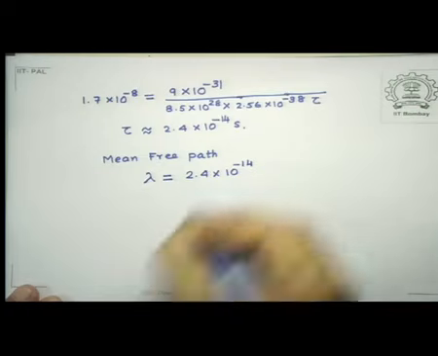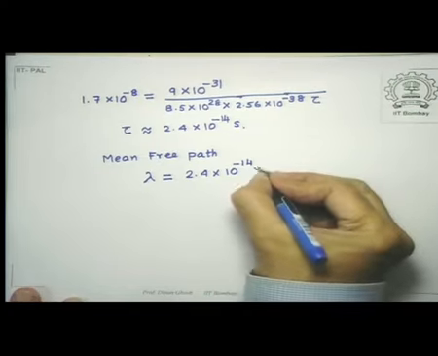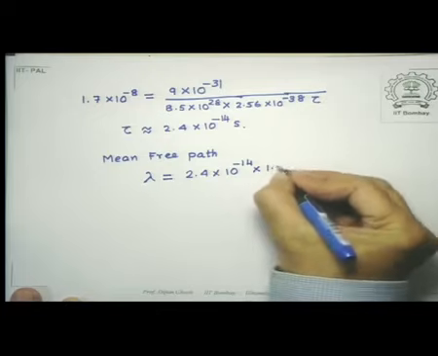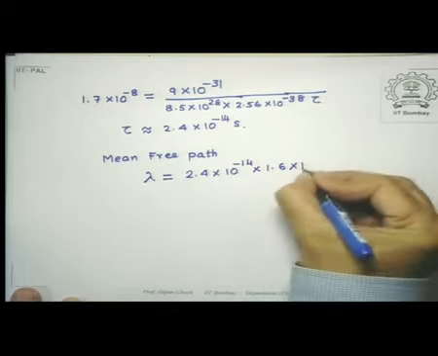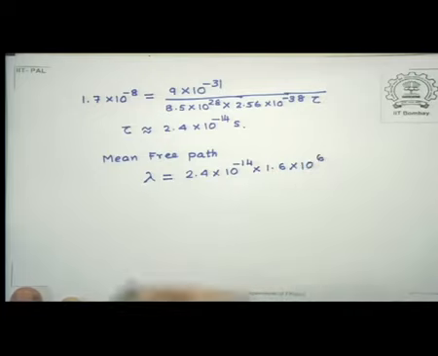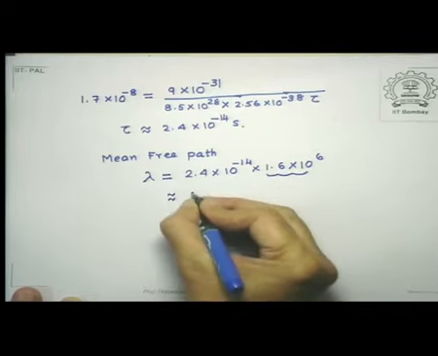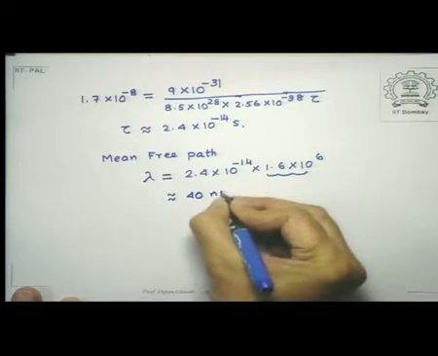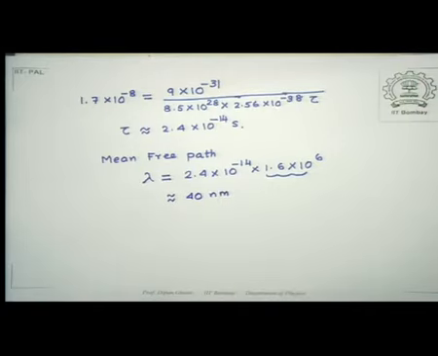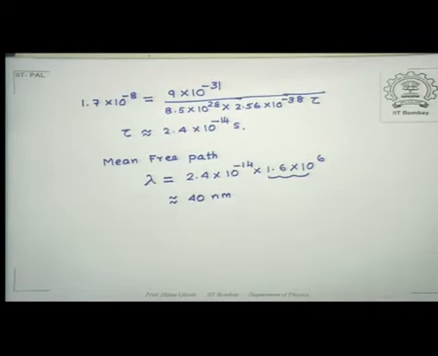which is frequently denoted by lambda or even L, is 2.4 into 10 to the power minus 14 times the velocity of the electron, which is of the order of 10 to the power 6. Let me take 1.6 into 10 to the power 6 meter per second, typical speed of electrons, and that happens to be about 40 nanometers. So, this is the distance that an electron would move without suffering another collision.